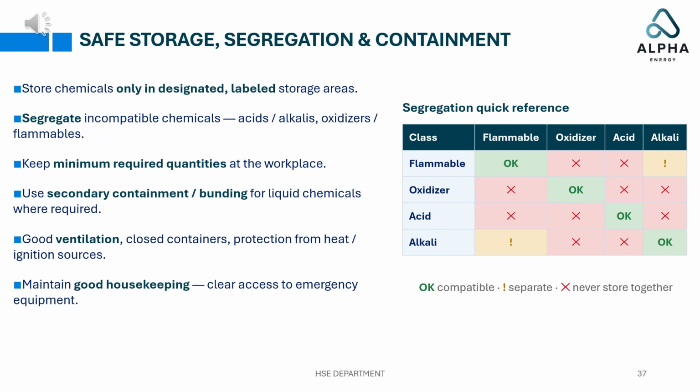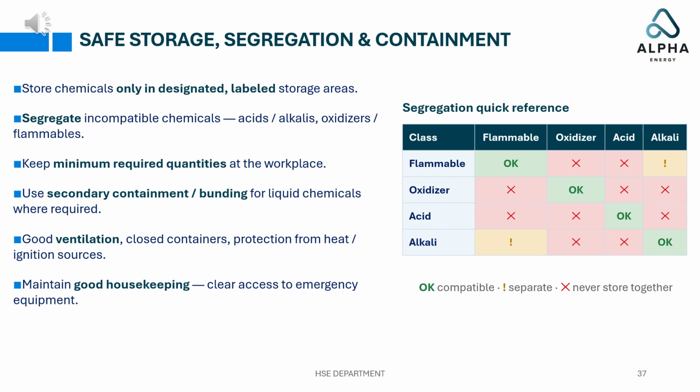First, store chemicals only in designated, labeled storage areas. Don't just put chemicals anywhere. They belong in specific areas that are clearly marked. Second, segregate incompatible chemicals. This is one of the most important rules. Keep acids away from alkalis. Keep oxidizers away from flammables. The segregation quick reference shows you. OK means they're compatible and can be stored together. The exclamation mark means they should be separated. Keep them apart. And the X means never store them together under any circumstances.